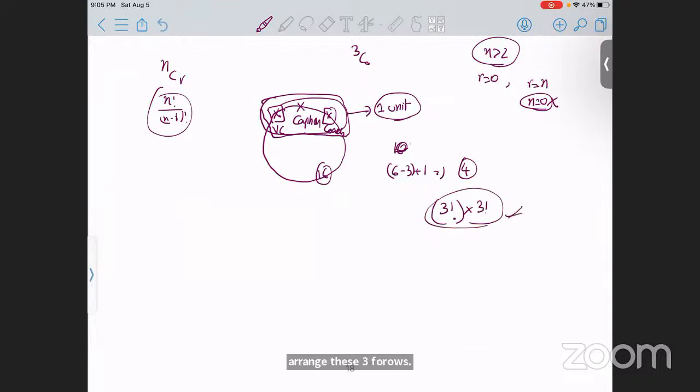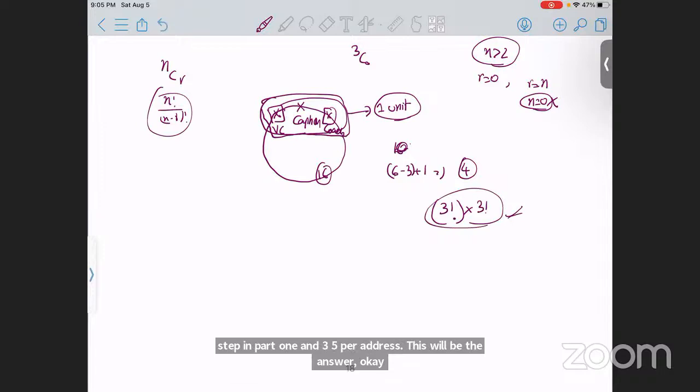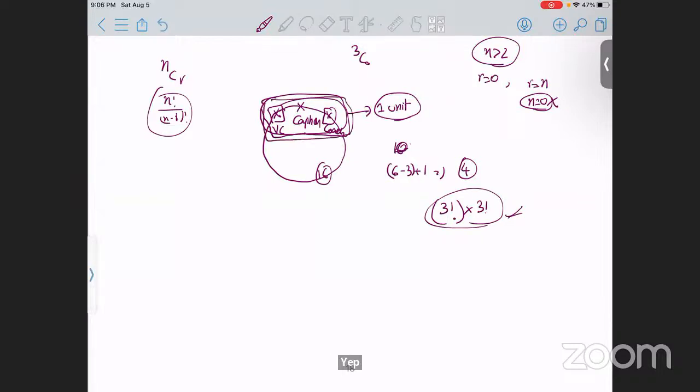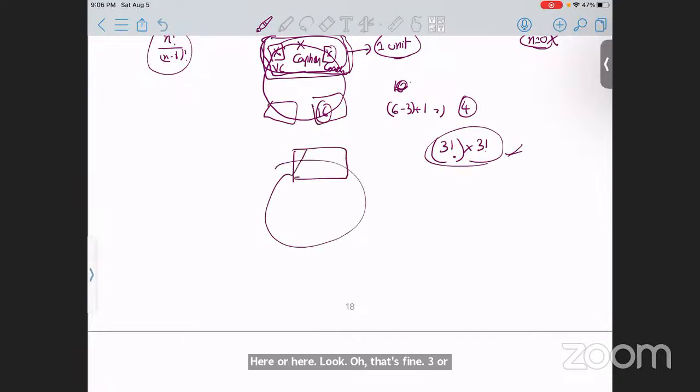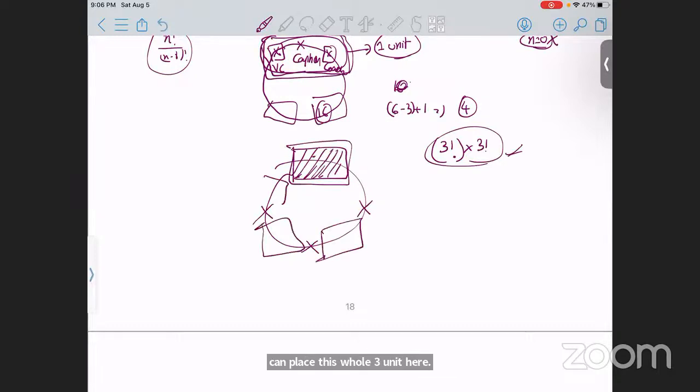But sir, vice captain, coach, and captain, these 3 are fixed, no? Yeah, these 3 are fixed, but you can place these 3 fellows in any place now, here or here. Look, I will explain. Now I am taking these as a unit, and there are 6. I can place the whole 3 unit here, or here. Agree? Yes, sir.